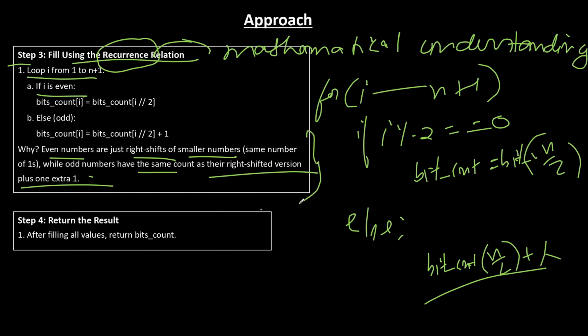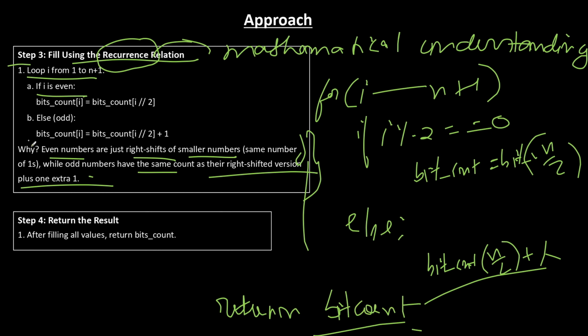This is the concept, right? Now at step 4, after completing this iteration, we just return the bit counts. That's all. Okay. So the approach is pretty simple and straightforward. I hope you understood the approach explanation. Now let's move to the next slide.